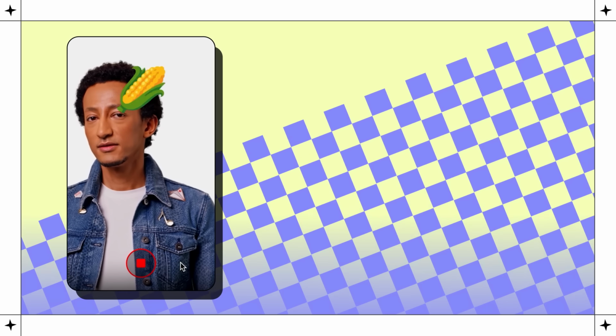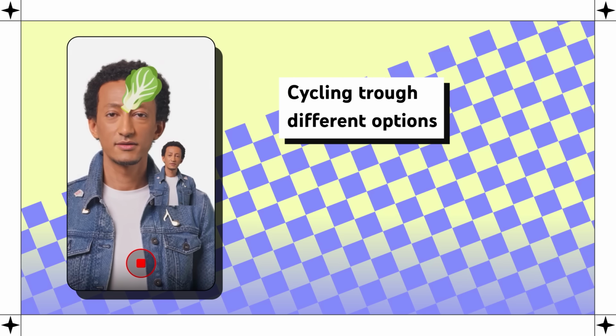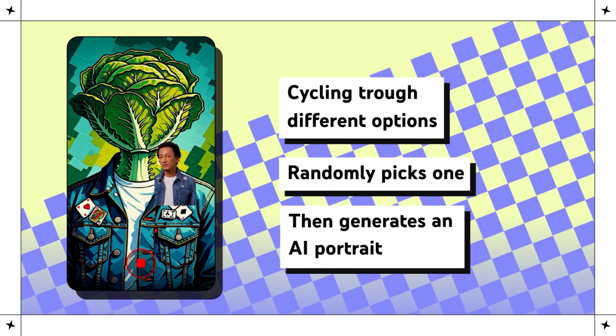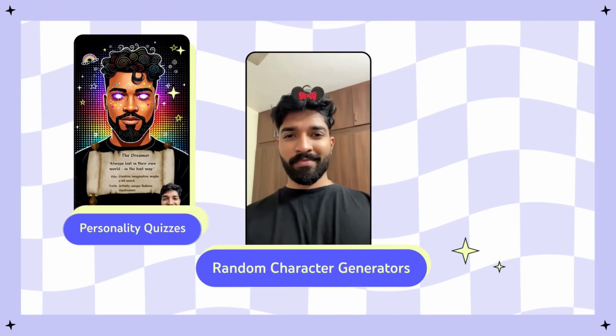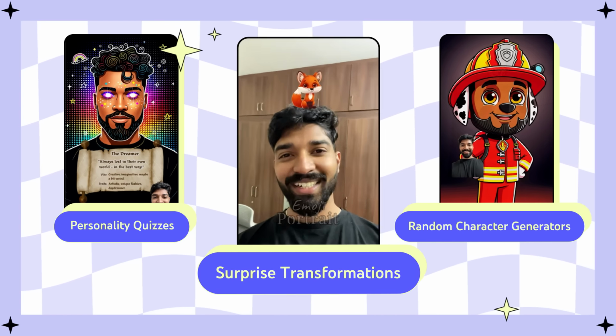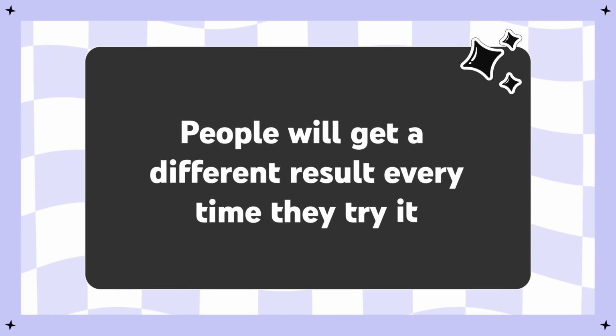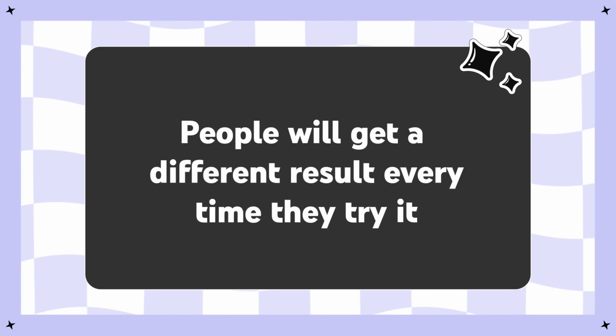Here's how it works. The effect cycles through different options, randomly picks one, and based on that choice, an AI portrait is generated. You can use this template to create personality quizzes, random character generators, or even surprise transformations. Basically, any effect where people will get a different result every time they try it. Let's dive in and customize.